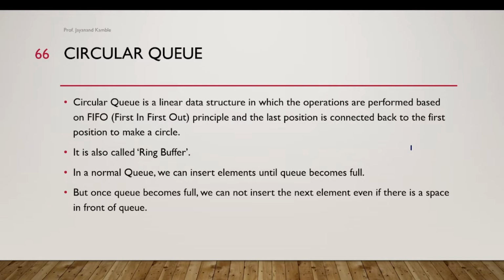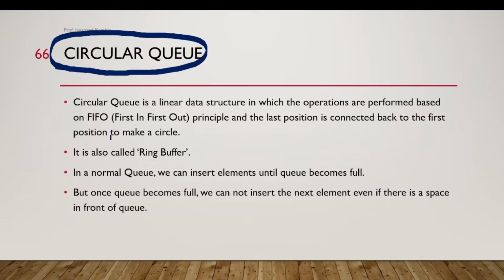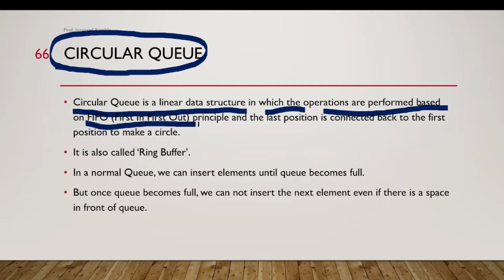Now we are going to talk about circular queue. So what is circular queue? Circular queue is a linear data structure in which the operations are performed based on first in first out order or principle. However, in this case the last position is connected back to the first position to make a circle. This is also called a ring buffer.